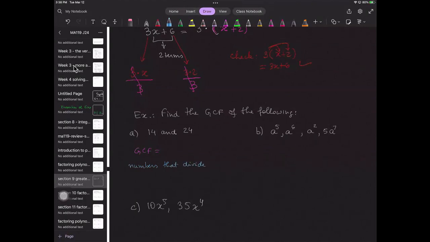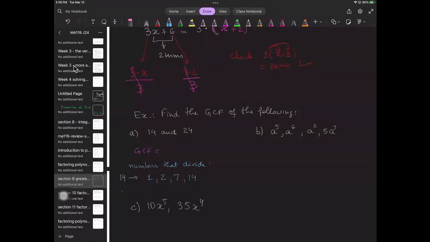that divide, okay, first let's check 14. So the numbers that divide 14, well, 1 divides 14, right? Because 14 divided by 1 is 14. 2 divides 14 because 14 divided by 2 is 7. Of course, 7 divides 14. The result is 2. And 14 itself also divides 14, right? 14 divided by 14 is 1. So these are all the factors we can use to divide 14.